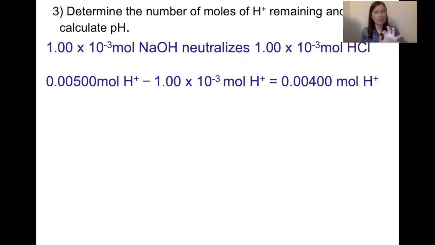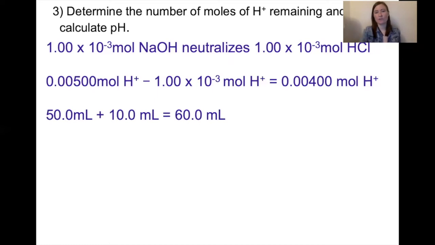Cool. We can almost calculate the pH. We can't yet, because to calculate pH we need a concentration, and this is just an amount of moles. Not only did the moles of H plus change, the volume of our solution also changed, right? We had 50 milliliters, and we added 10 more milliliters. So we've reacted away some of the H plus and we've increased the volume, so for two different reasons we've decreased the concentration of H plus.